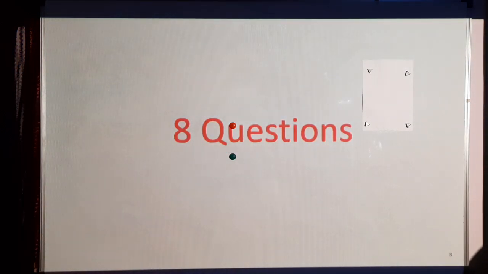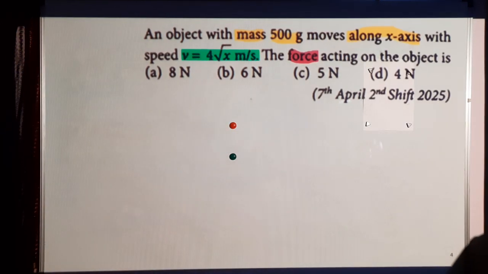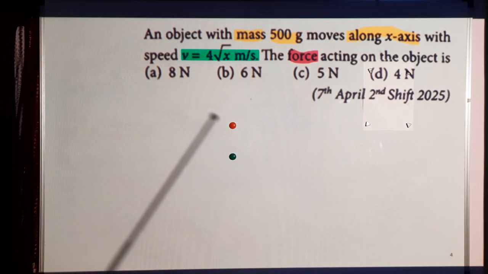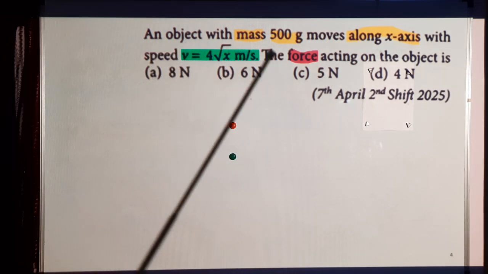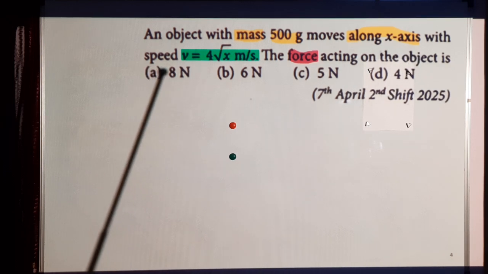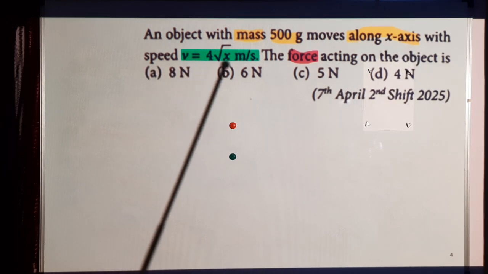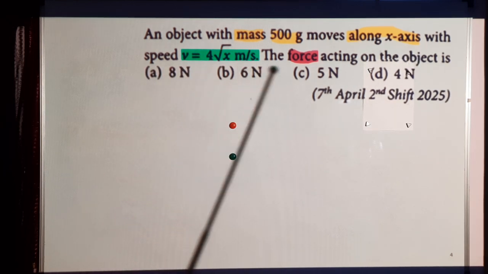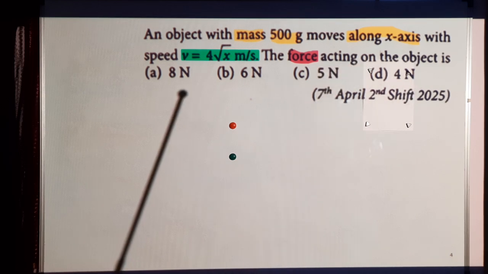I will discuss some 8 questions. This is the first one. An object with mass 500 grams moves along x-axis with speed v equal to 4 root x meter per second. The force acting on the object is. You can pause on this question.